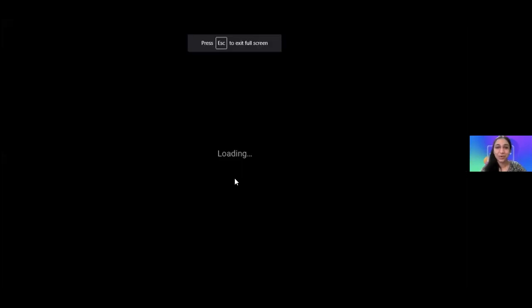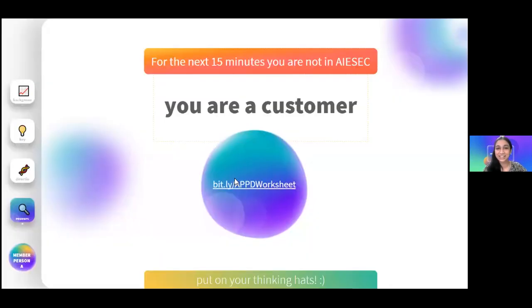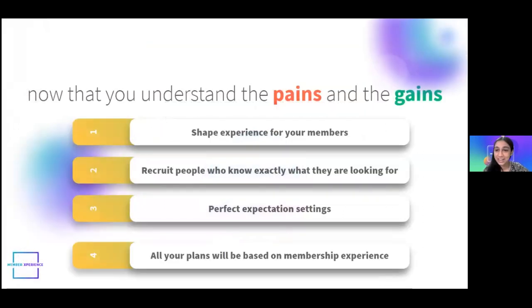Great. So let's summarize what happened when you were thinking as a customer, when you were understanding the pains and gains for yourself. First, when you understand pains and gains, it shapes the experience of your members. When you were putting the pains and gains down, you were realizing, oh, this is how my member is going to go through each phase of the cycle, right?